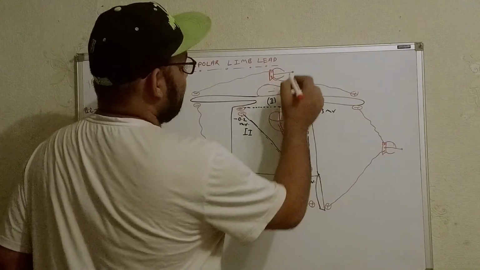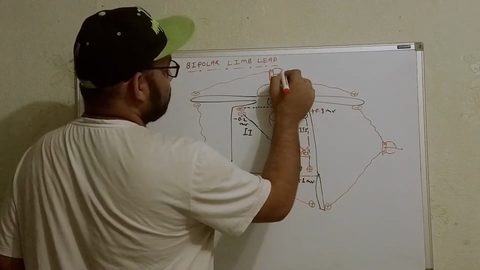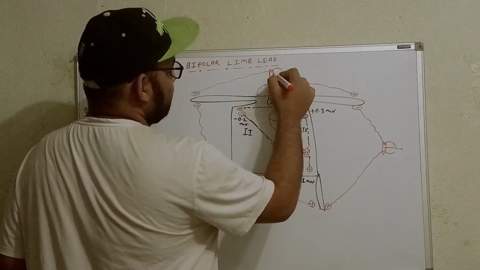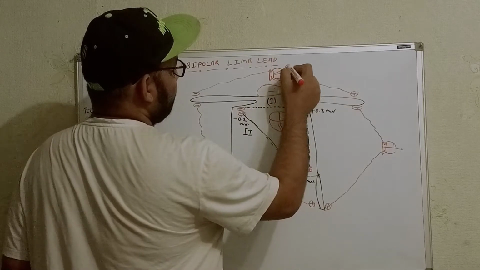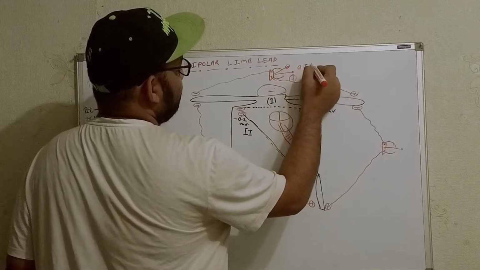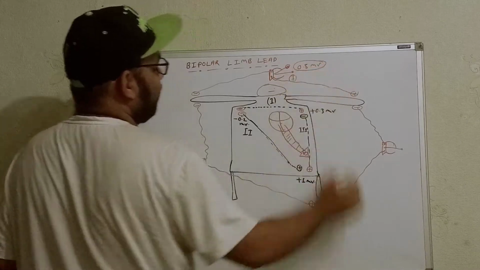So whenever we are talking about lead number 1, with 0.5 millivolts, we will get the positive deflections. So positive deflection, if you want to represent it this way, definitely we will get 0.5 millivolt in terms of lead number 1.